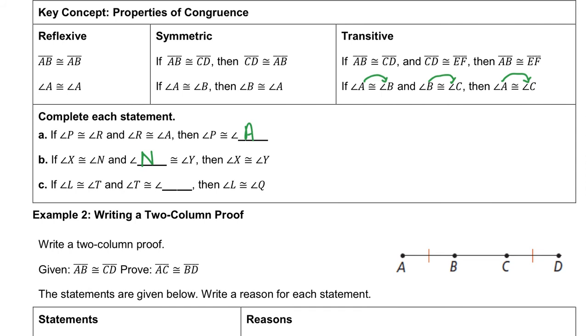And then finally, if L is congruent to T and T is congruent to blank, then L is congruent to Q. So for L and Q to be congruent, they both have to be congruent to angle T. So that's the thinking I use to find which value gets put in the blank. And again, we will practice this as we go, but it's getting down these properties and being able to apply them.